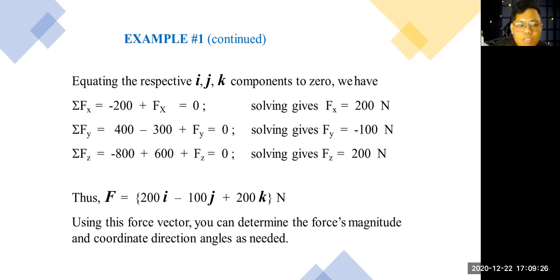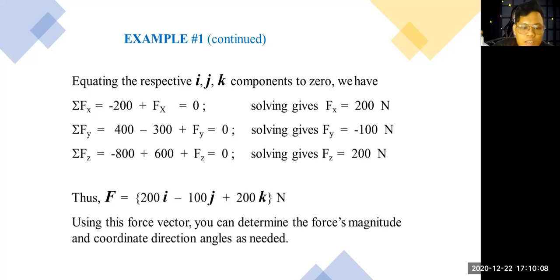So this is summation of Fx equal to 0, minus 2x plus Fx. So Fx equal to 200. 400 minus 300 plus Fy equal to 0. Fy equal to negative 100 Newton. Why do we set the summation of Fx, Fy, Fz equal to 0? Because it's statics. There's no movement or expected movement. So that's why the summation equals 0.